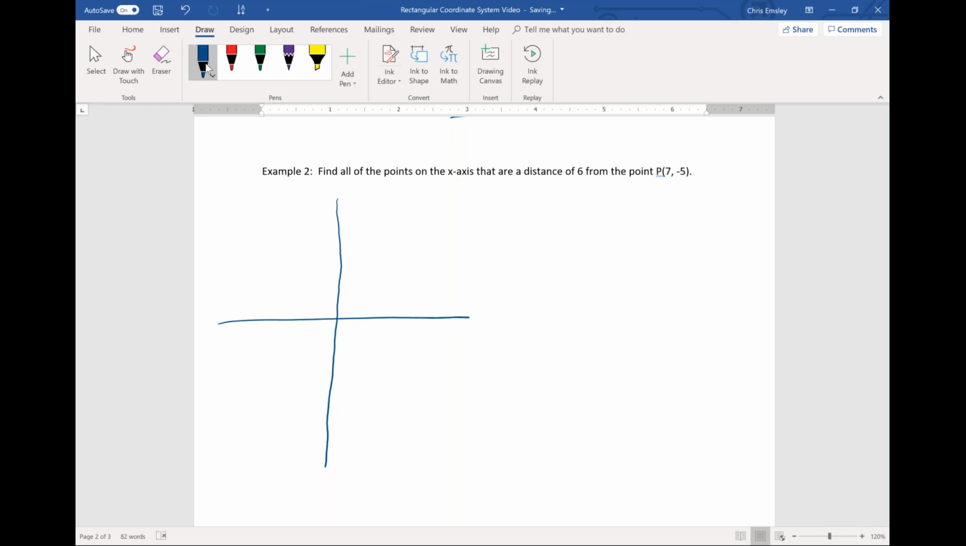So they gave us the point (7, -5). So that would be about right here. And if we were asked to find every point that is 6 units away from this point, we would get a circle with a radius of 6. So it would look something like this. I'm not very good at drawing a circle, but you get the idea. Every point on that circle would be 6 units away from our given point.